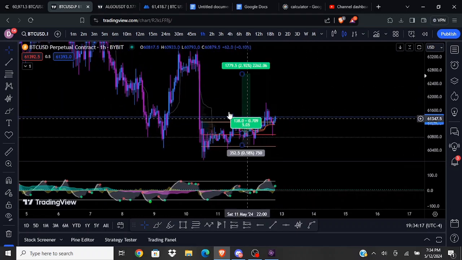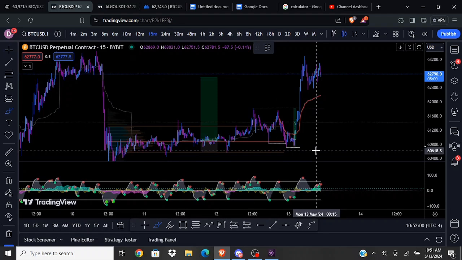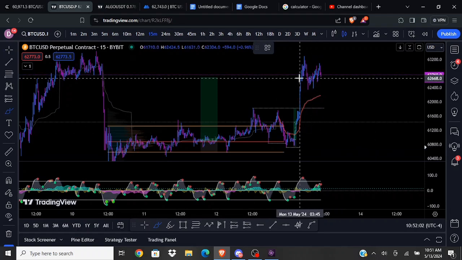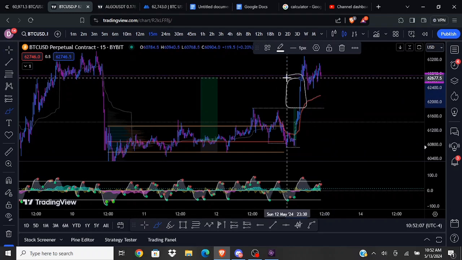And yeah, that's pretty much it. So I'll check back in later when I have another development. All right, there we go. That's what I wanted to see. We got that fast move that I thought was possible.